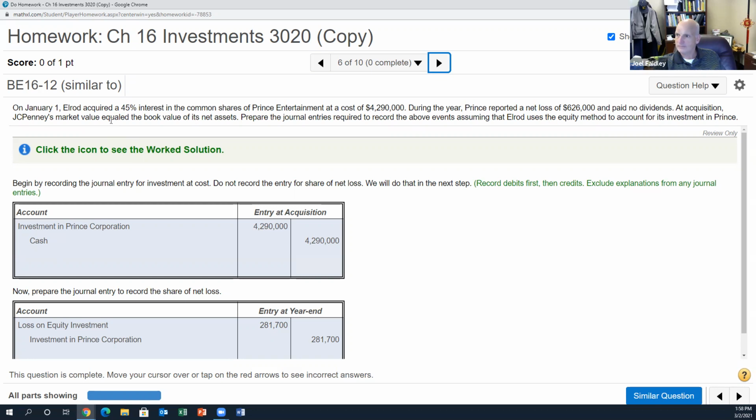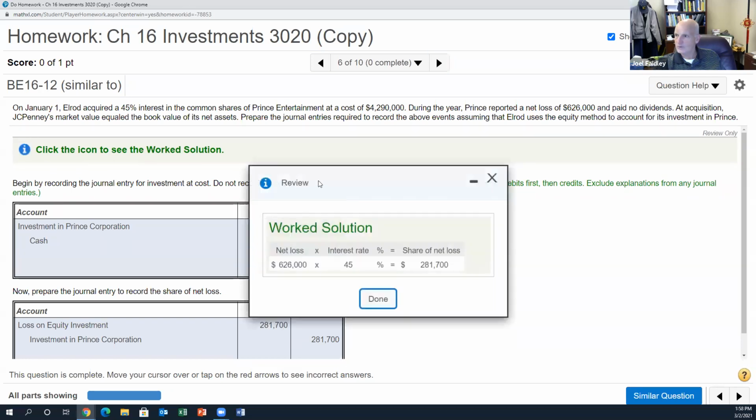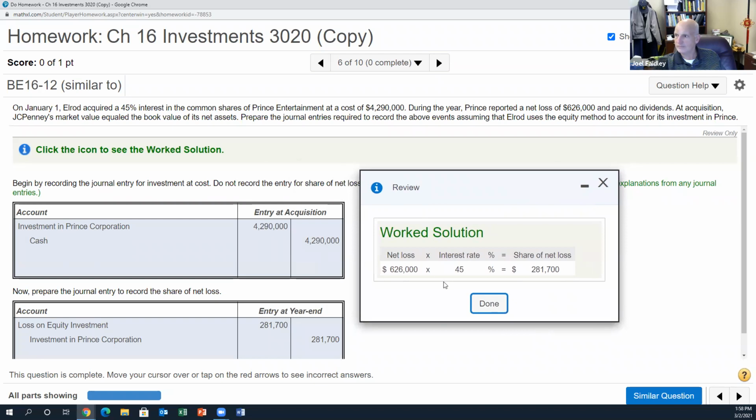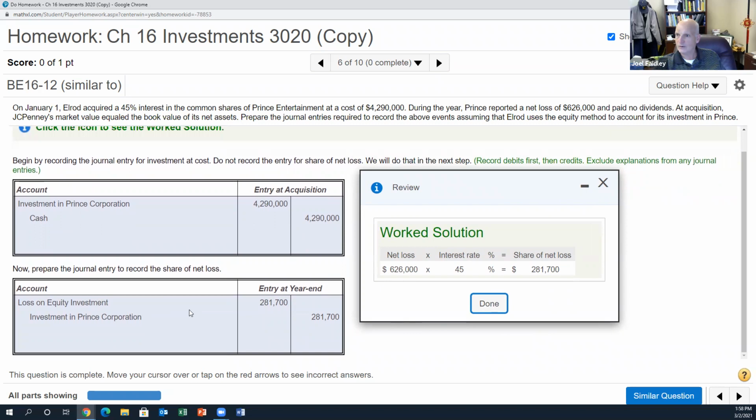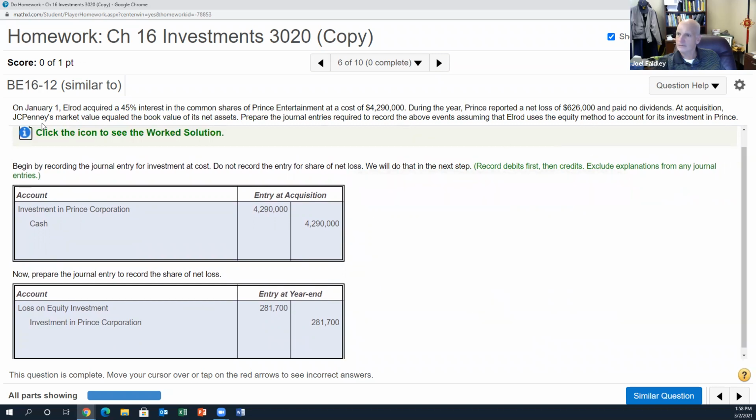Market value equal to book value of its net assets. So investment in Prince Corporation, $4,290,000. There's my investment. And then we have a loss here, $626,000. What portion of that is ours? Well, 45% of that. So that's $281,000, loss on equity investment and reduction in investment in Prince Corporation. All right, very straightforward exercise.